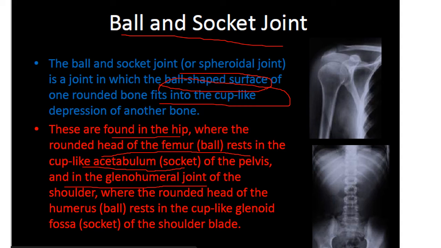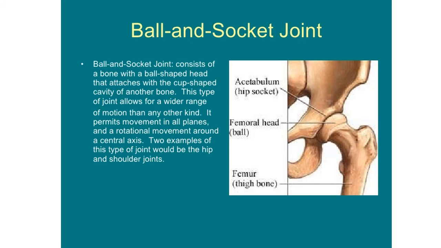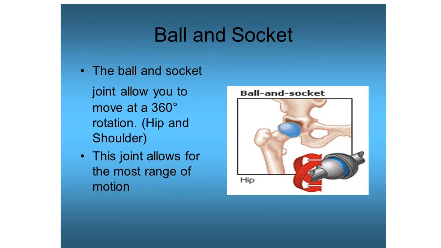So you can see here, this is the ball part and this is the socket part. It is present in the hip region. The ball and socket joint is present in the hip socket. The two examples of this type of joint would be the hip and the shoulder bone. So if I ask you in which parts the ball and socket joint is present, you have to tell me it is present in the hip region and in the shoulder region. Can you see this? This is the ball structure, this is the socket structure.